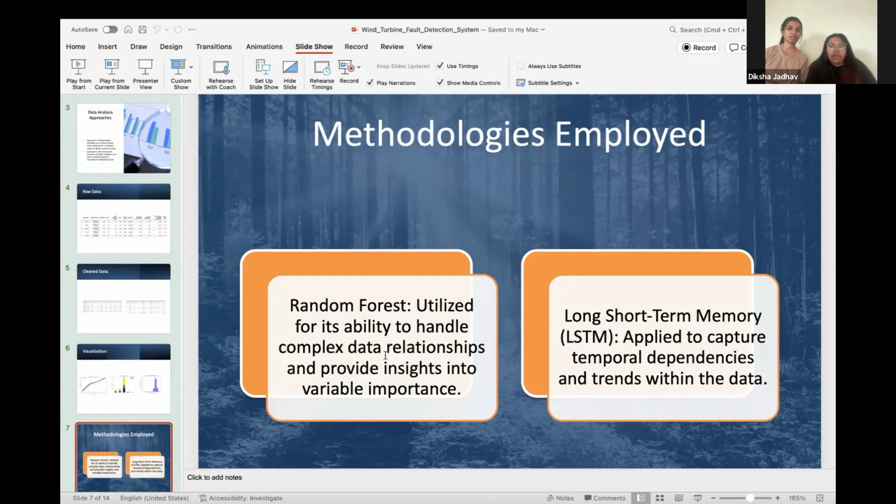So, random forest classifiers were chosen mostly for their robustness and also in handling the imbalanced data, which is a common challenge in fault detection systems. So we specifically used balanced random forest classifiers and also easy ensemble classifiers, which prioritized minority fault classes to ensure no issue is overlooked in the data.